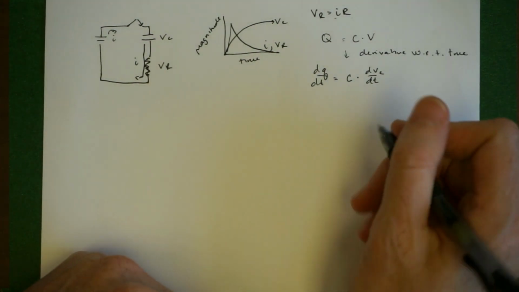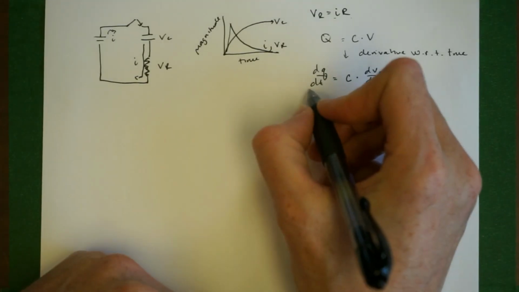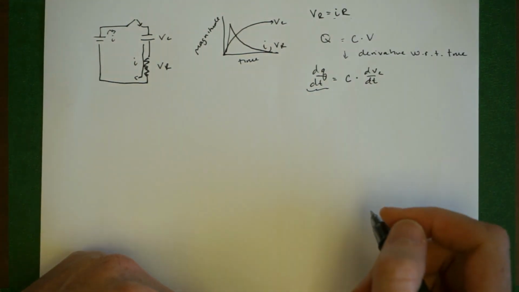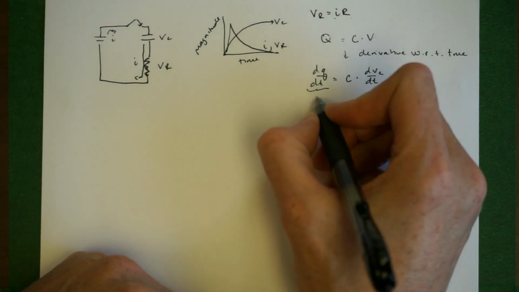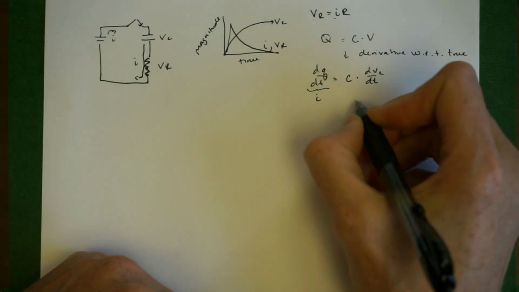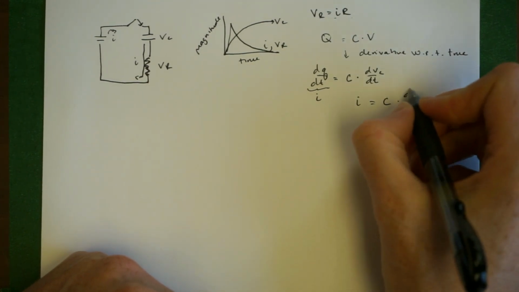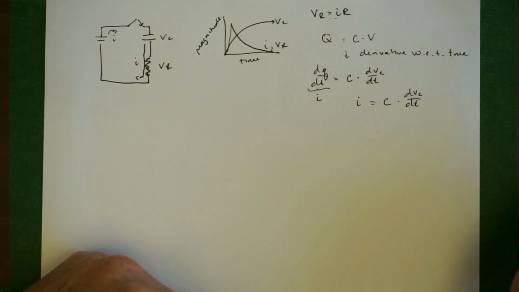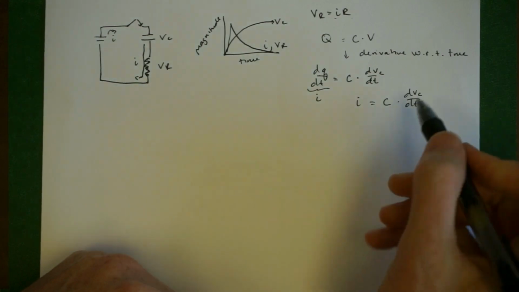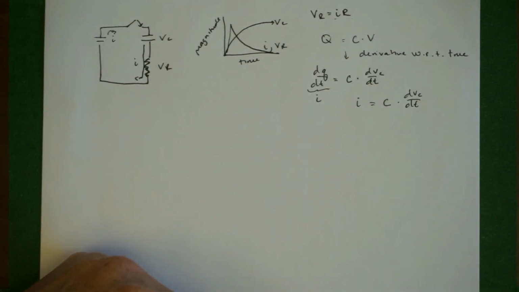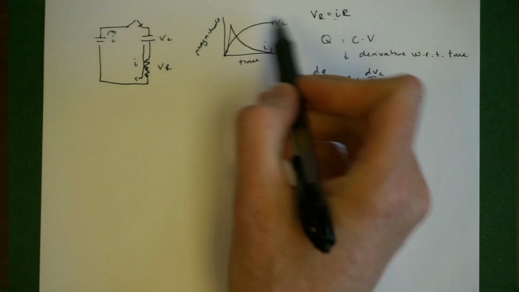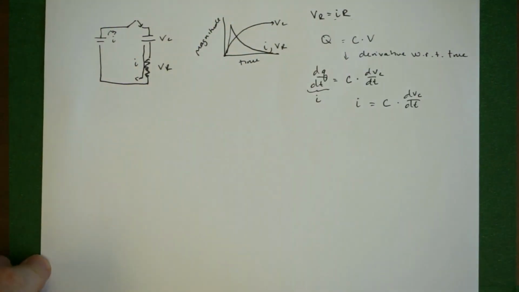So if we take that equation and we look at it, we note that this has units of charge over time. So this is actually just I. So we have I equals C times dVc/dt. So now we need to think about the voltage and how it's responding over time. Exactly what determines the shape of these curves.